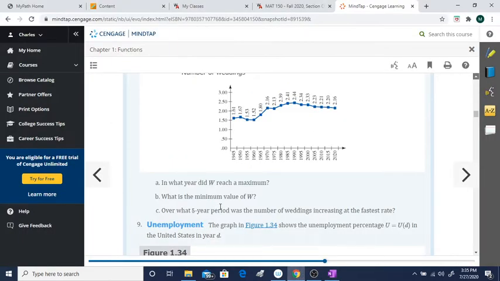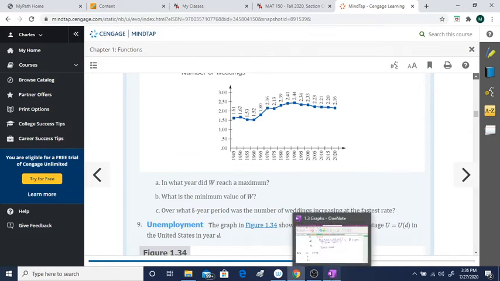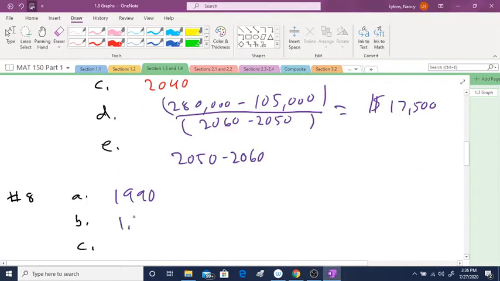Okay. What is the minimum value? That's not the year. Minimum value means what is the smallest number? Well, to me, it looks like it's 1.52. And if you scroll up just a little bit, it's in millions. So we're going to say 1.52 million.